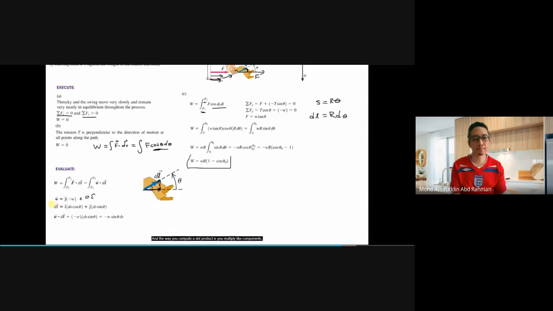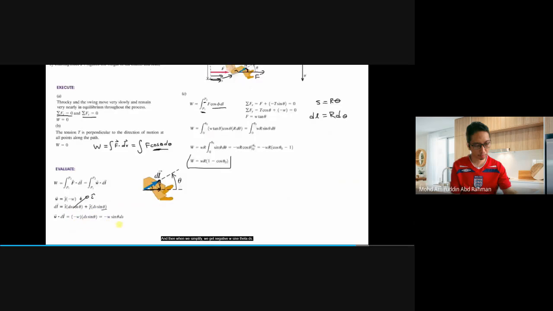And the way you compute a dot product is you multiply like components. So we will do 0 times ds cosine theta plus negative w times d sine theta. So these two cancel out, and we're left with negative w d sine theta. So what that lets you know is that the weight doesn't do any work in the horizontal direction. It only does it in the vertical direction.